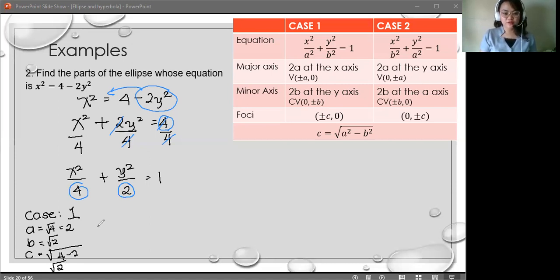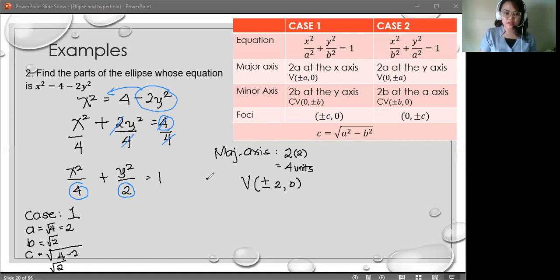Now that we have the values for a, b, and c, let's get the parts. We have the equation. Let's proceed to the major axis. I will just follow the series here, but it's up to you whichever you would like to begin with. Major axis, we have 2a, so we have 2 times 2. You'll have 4 units. And for the vertices, you'll have positive, negative a, so positive, negative 2, 0.